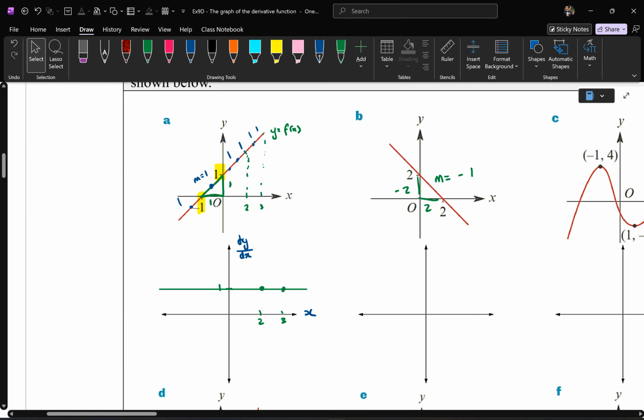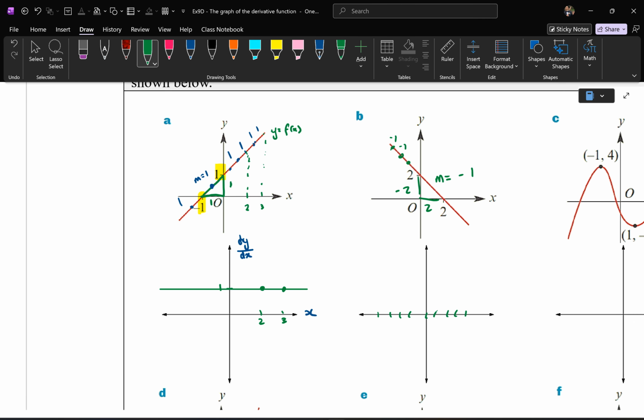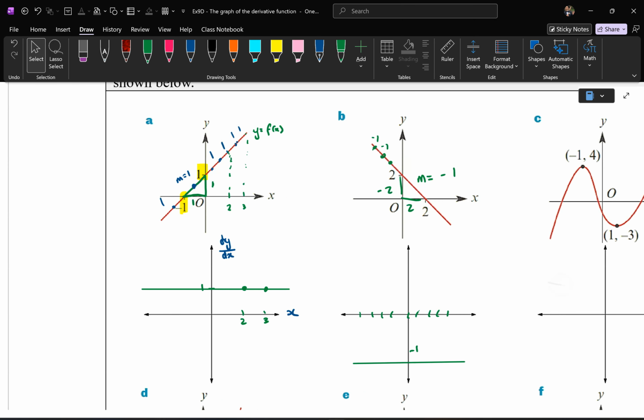Very good, because across them all, every single tangent line has a gradient of negative 1. So no matter which x values you choose, the m value is going to be negative 1. So it's a nice straight line on the bottom. In this case, it's negative 1. Let's go to part C now.